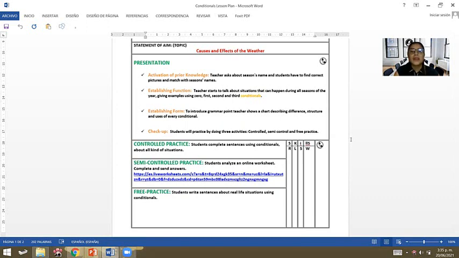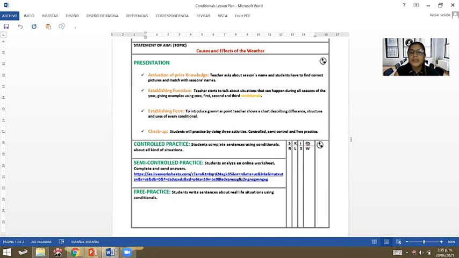Well, the activation of prior knowledge is when the teacher asks or does things to know what the students know about the topic that is going to be presented. For example, if the teacher is going to talk about animals, the teacher might ask about animals' names, right? So this is an important part about the presentation.